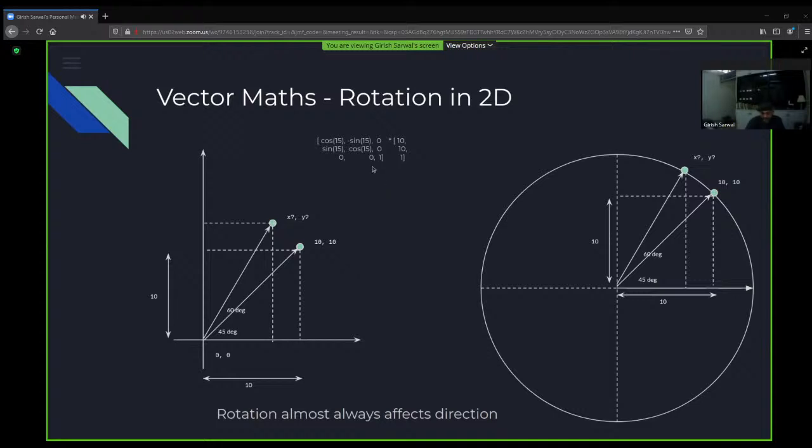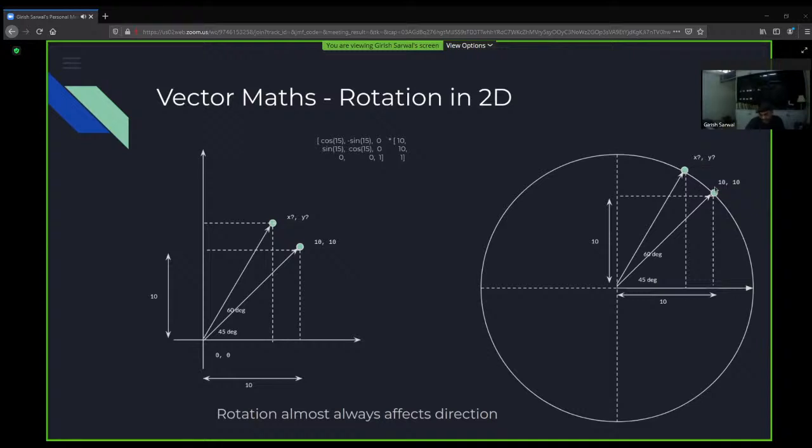So the end result is that when you actually multiply this vector, the x gets changed to x cos theta minus y sine theta, and the y gets changed to x sine theta plus y cos theta. When you carry out this calculation, what you end up with is that this point 10 comma 10 moves to another point, which is x y in this case, and that's how you perform a rotation.